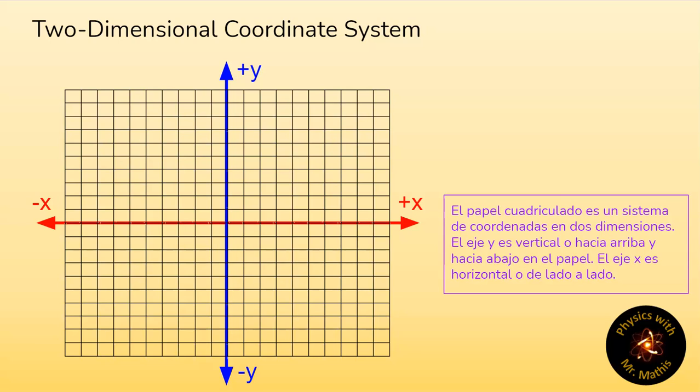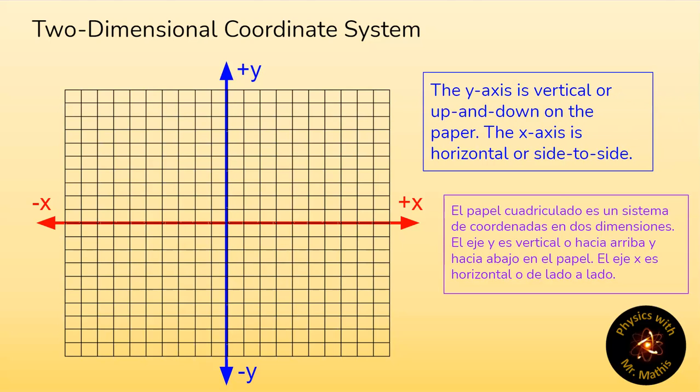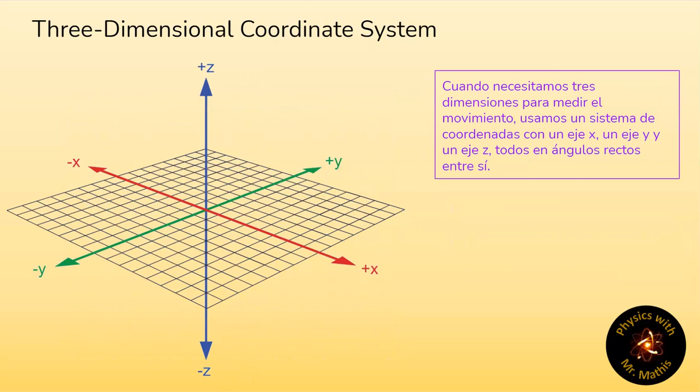In physics class, we mostly use a two-dimensional coordinate system with an x-axis and a y-axis. Remember that the y-axis normally goes vertically, or up and down on the paper, and the x-axis is horizontal, or side to side. If we're measuring the movement of objects in the real world, we might use a three-dimensional coordinate system with an x, y, and z axis.